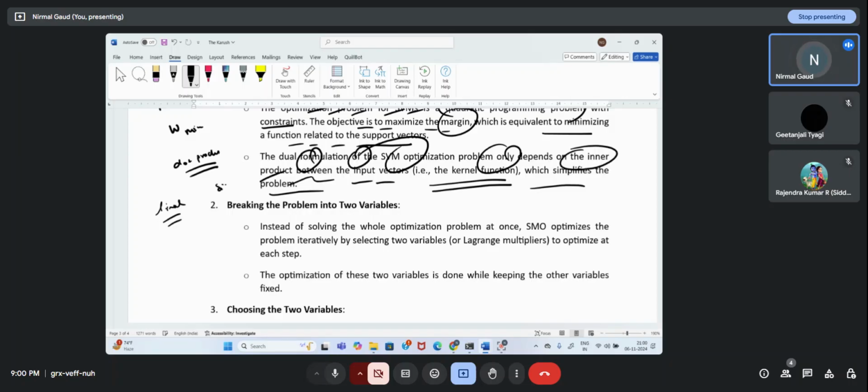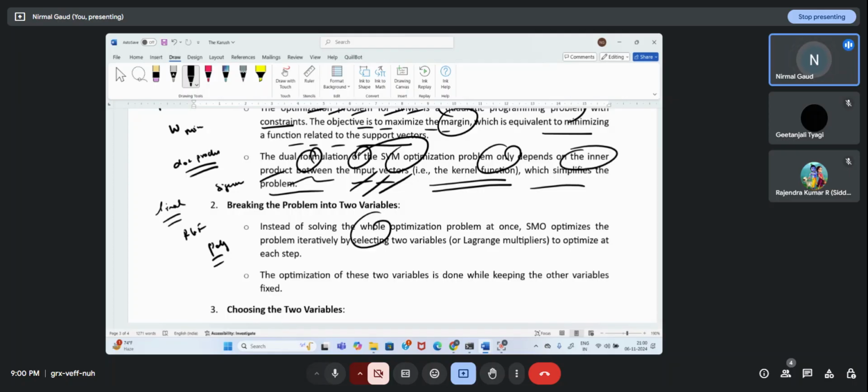We can have a sigmoid. We can have RBF, radial basis function, sigmoid function, poly. This is also a kernel function in SVM. There are many kernel functions in SVM. So it is saying that we need to find the dot product between input vectors to simplify the problem.